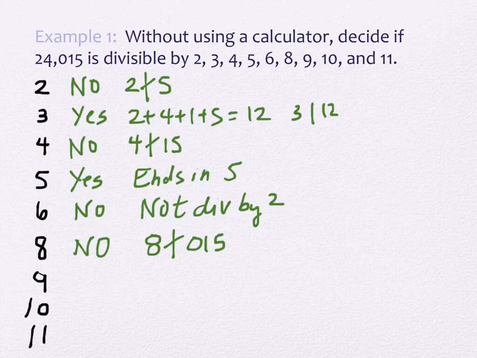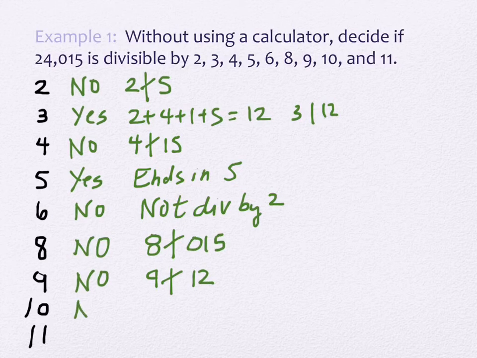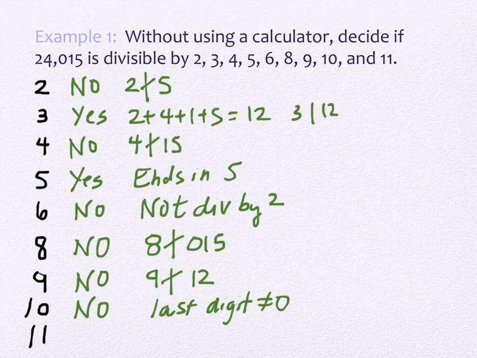How about 9? No. We summed these all together and we had 12, correct? And 9 does not divide the total 12 that we had from before. How about 10? No. Why not? The last digit does not equal 0.